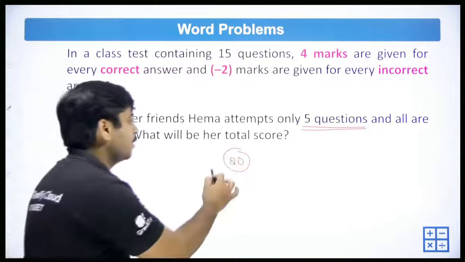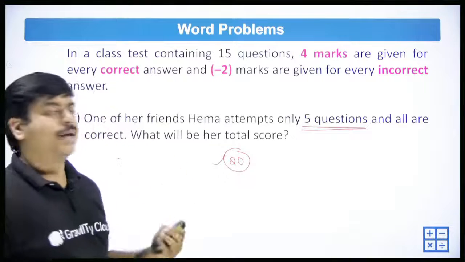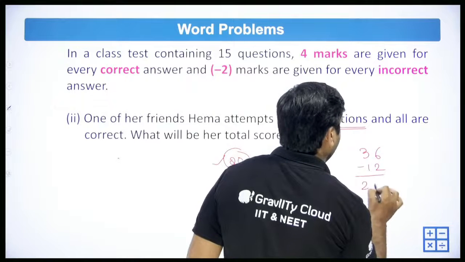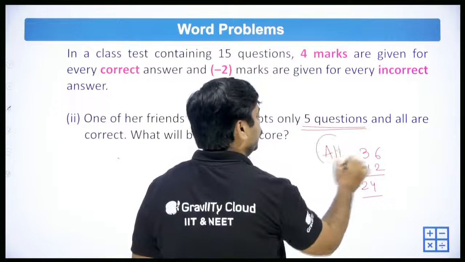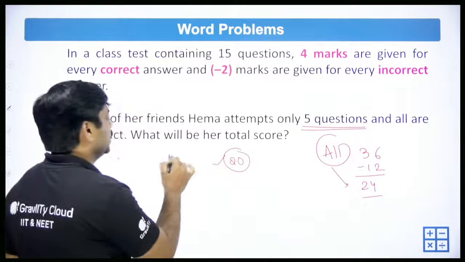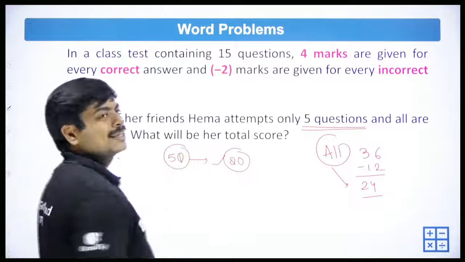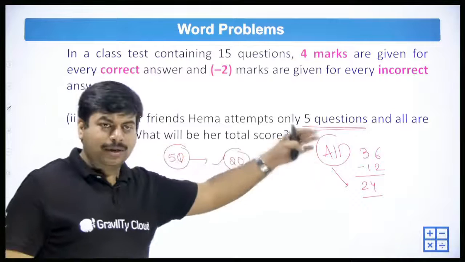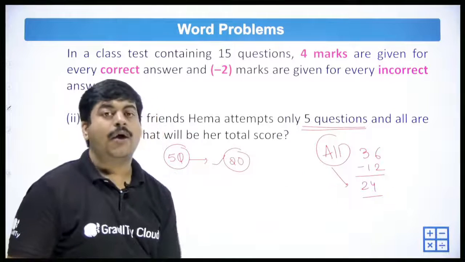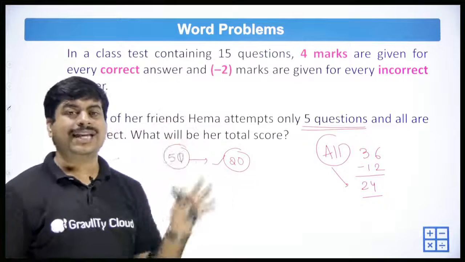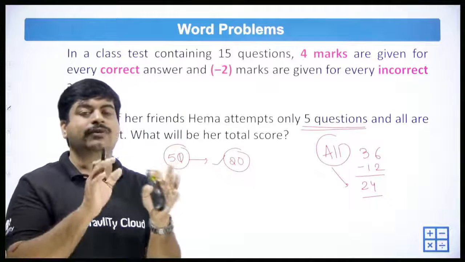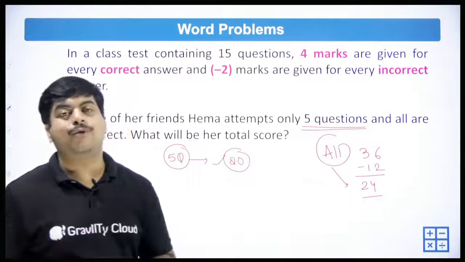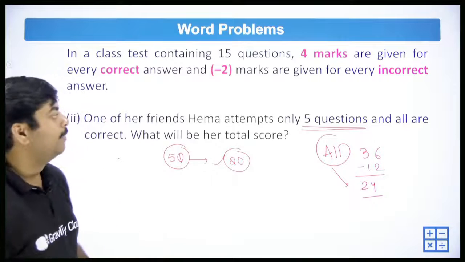It is 20. See, in the previous case, what happened? Although the person got 36 with minus 12, she landed at 24. Writing all the questions, getting 24, and writing only 5 questions and getting 20 marks. So which is best? I can say writing 5 questions and getting 20 marks is good, but not always. When you're having negative marking in competitive examinations, it will be a very difficult task to keep up your score, because you'll be falling with more and more negative marks, right? So please be very careful.